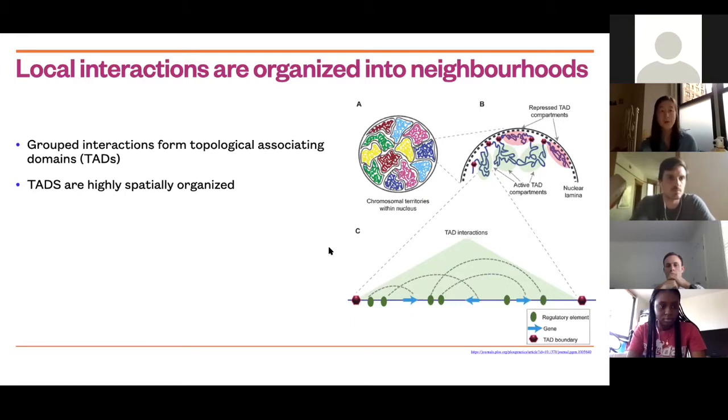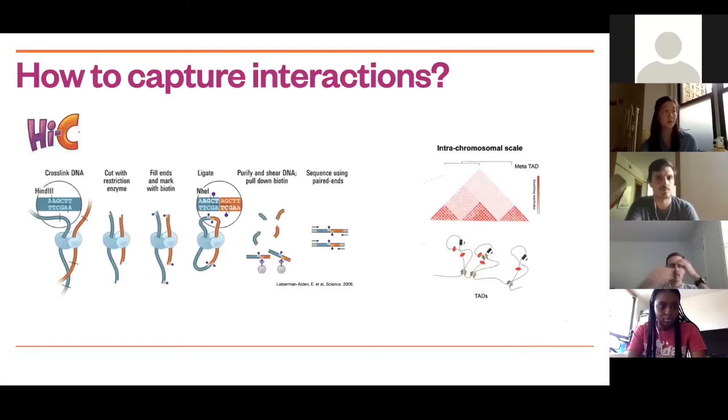So how do we capture these interactions? With current technology, it is not possible for us to see where these loops and interactions are occurring on the DNA level. We just don't have the resolution to do that. So a way to infer that biochemically is a technique called Hi-C. It is not juice, but it stands for high-throughput chromatin conformation capture.